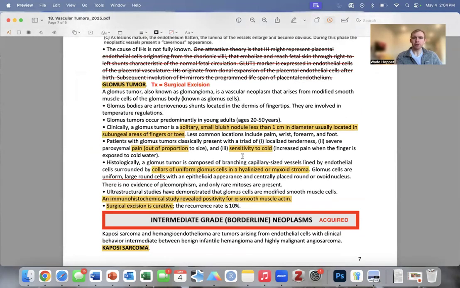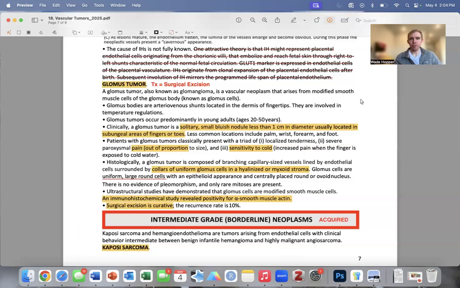Glomus tumor is interesting. Glomangiomas. This is a vascular neoplasm arising from smooth muscle cells of the glomus body, which is involved in peripheral thermoregulation. So it presents with temperature sensitivity, and it tends to present in your fingers where you have a high concentration of thermoreceptors, and it stains positive for smooth muscle actin.